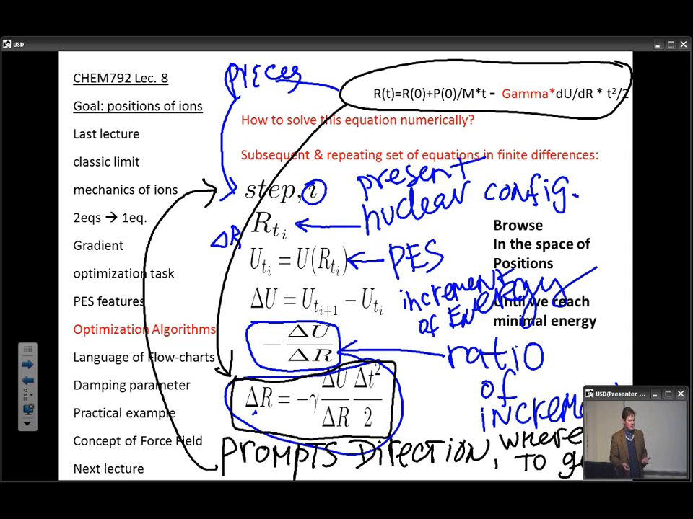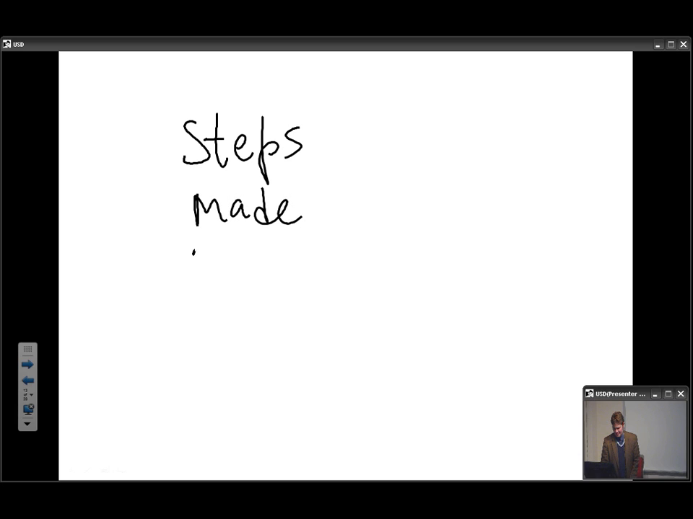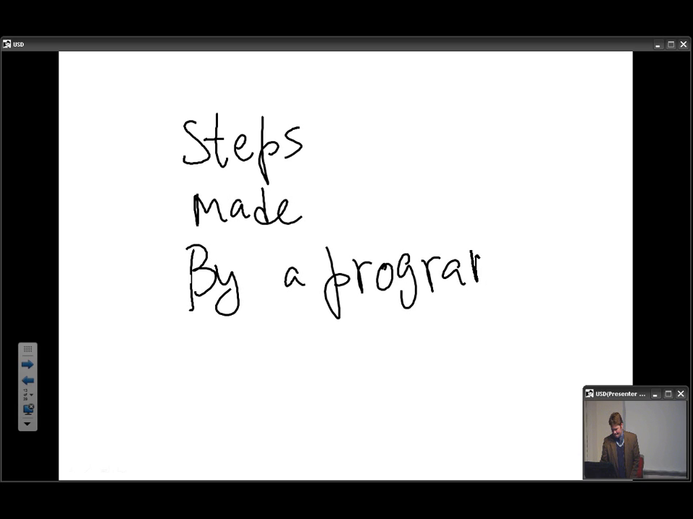And now we may want to write an algorithm to, well, we are not going to develop a code, but we can imagine that we need to develop a code and imagine which steps code developers are putting in to address this set of subsequent equations. Steps made by a programmer.